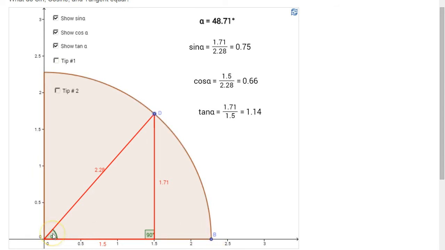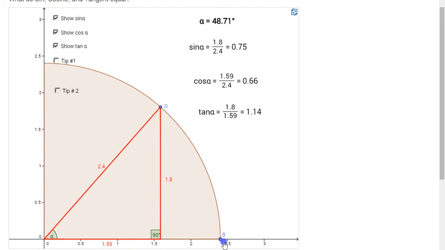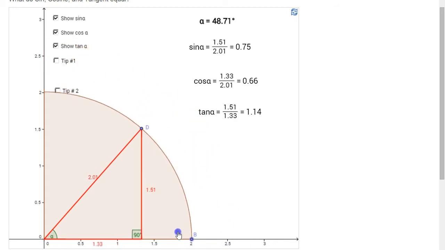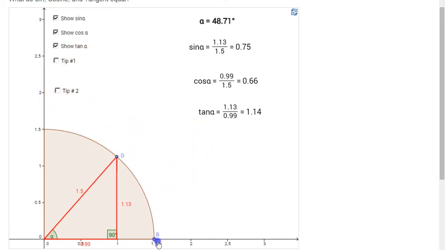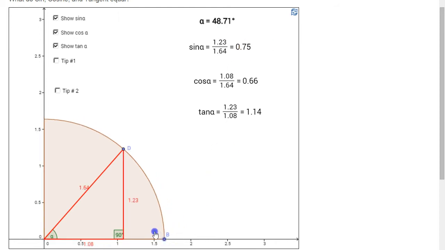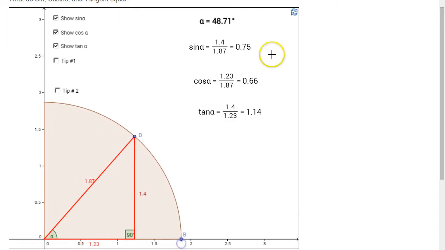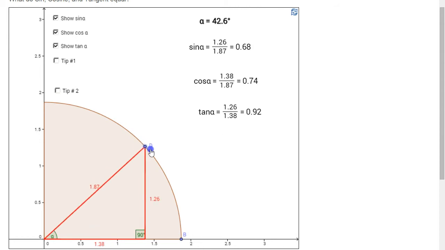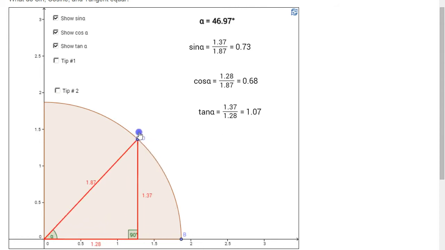The angle here, no matter what I do at this point here, doesn't change. It just makes the triangle smaller. Now what that does do is it does make the sides bigger or smaller. But the opposite side for angle A is 1.32, the hypotenuse is 1.75, and 1.32 over 1.75 is 0.75. And no matter how small or how big, notice these ratios aren't changing. The only way I can change the ratios is if I change the angle. And that's what somebody realized.